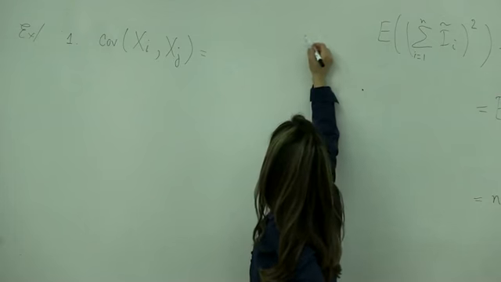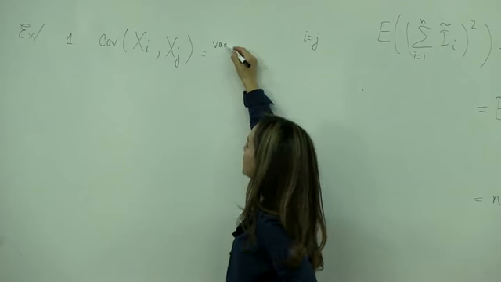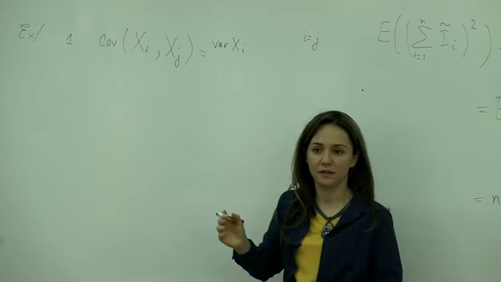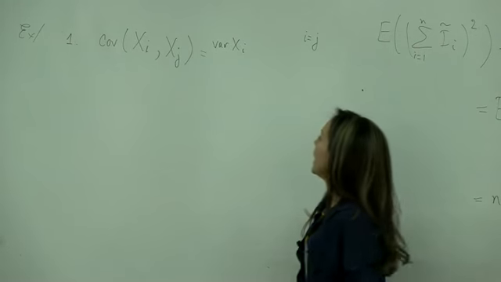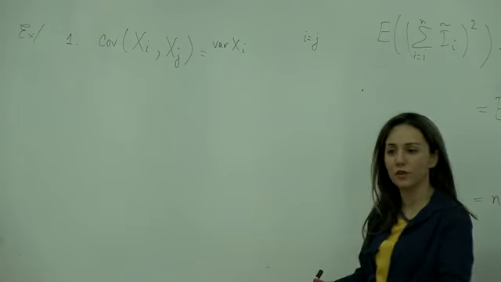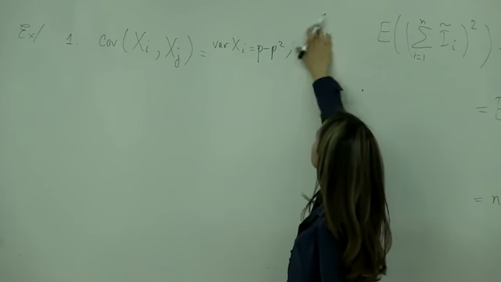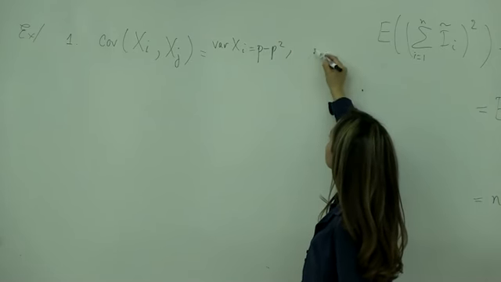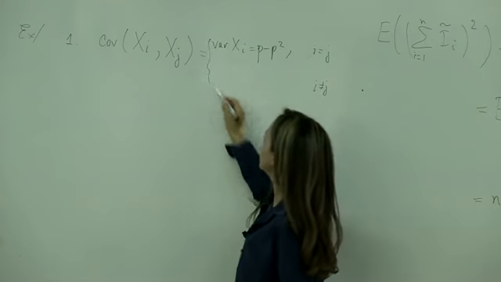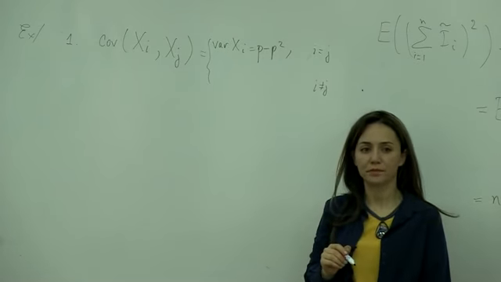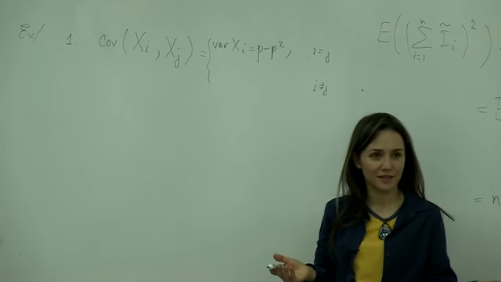When i is j, when i is the same as j, covariance is variance, right? The covariance definition reduces to the definition of variance, and the variance of xi, since it's a Bernoulli random variable, is p minus p squared. We know that. When i is not equal to j, what do we have? They are independent.